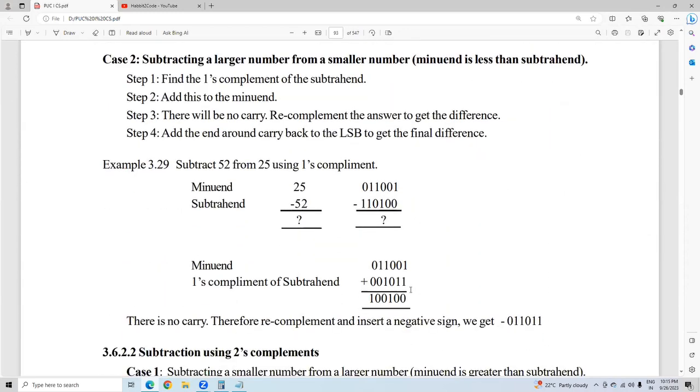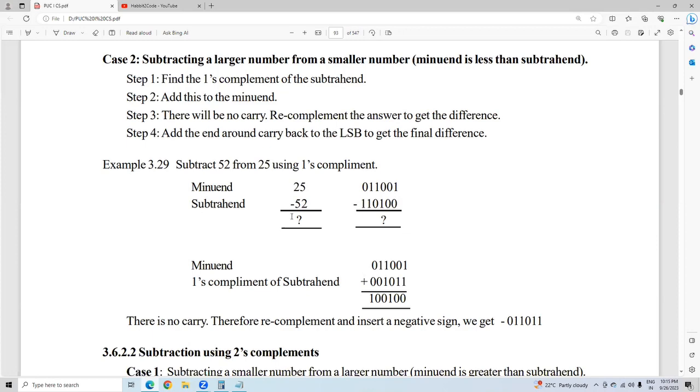Subtracting a larger number from a smaller number. In such a case, find the 1's complement of the subtrahend, add this to the minuend, there will be no carry, recomplement the answer to get the difference.